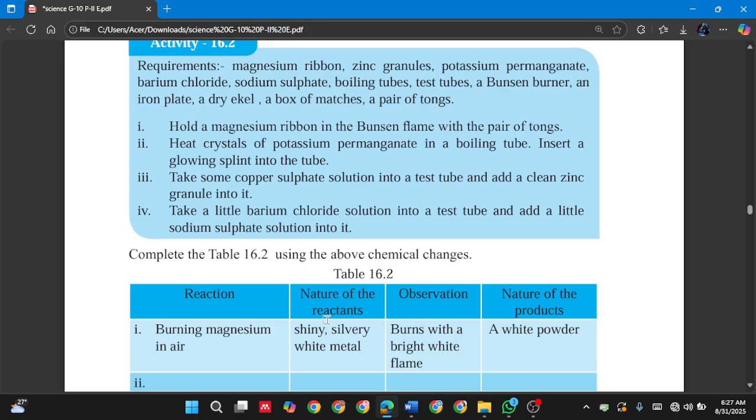Second one, heat crystals of potassium permanganate in a boiling tube. Insert a glowing splint into the tube.